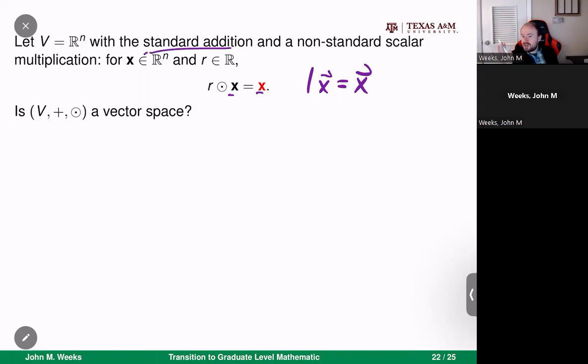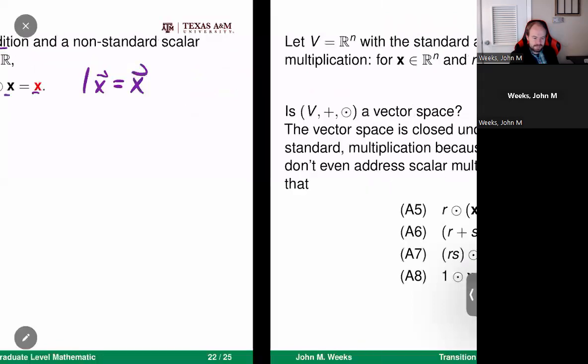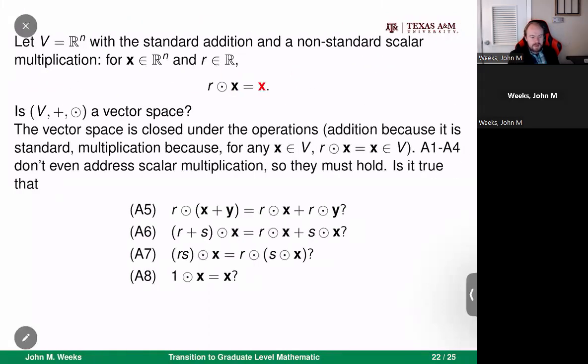In the scalar multiplication, we start with something that is inside of our vector space, Rn, and we end up with the exact same vector. So by definition, this is going to be closed because we're staying inside of our vector space whenever we take this operation. We just get the vector back itself. What about A1 through A4? Well, those don't address scalar multiplication, so those are fine and good to go.